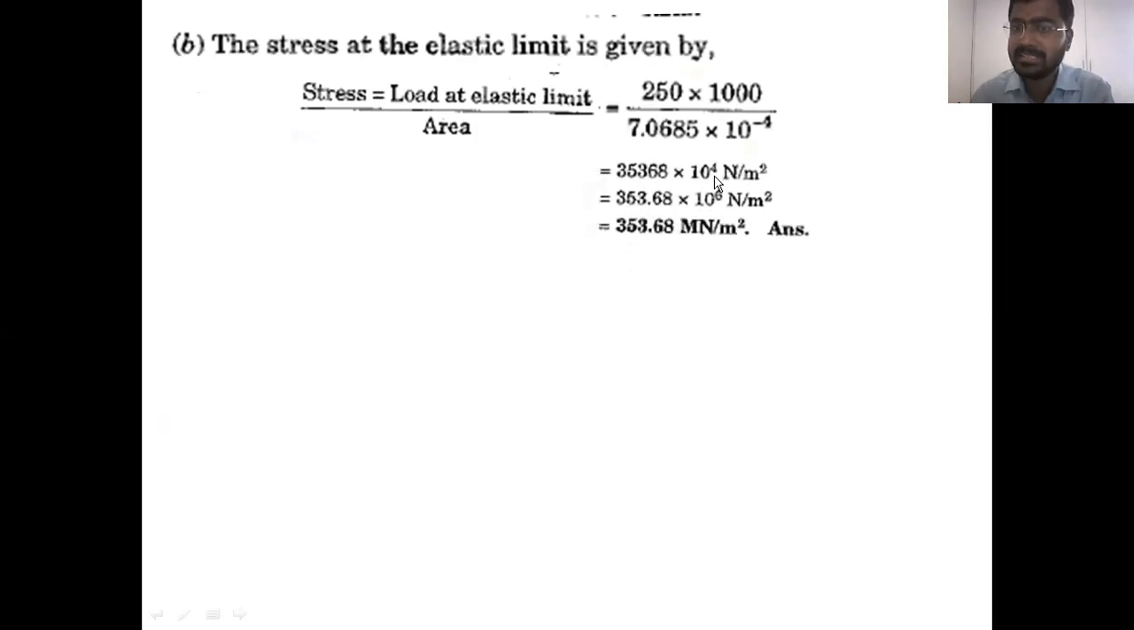After solving, you will get 3536 into 10 to the power 4 Newton per mm square. So I can write this as 353.63. If you take 10 to the power 6, I know 10 to the power 6 is mega. So this is 353.68 mega Newton per meter square.